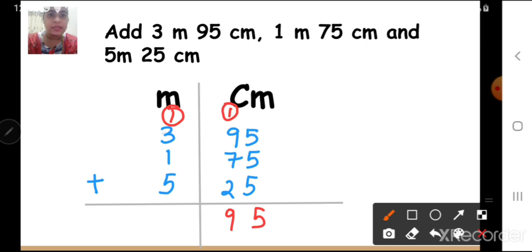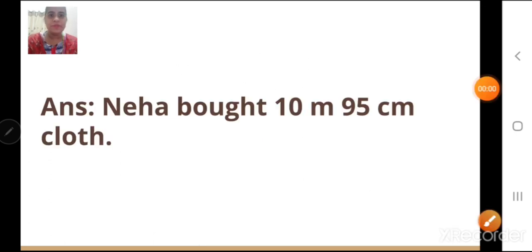Okay. Then we will go towards the meters side. Here we have 1 plus 3 is 4, 4 plus 1 is 5, and 5 plus 5 is 10. So children, our answer is 10 meter 95 centimeter. Okay, children, do the sum properly in your notebook, in your classwork, and after this we are going to write the answer. Okay, first note it down. Write down the answer now. Neha bought 10 meter 95 centimeter cloth.